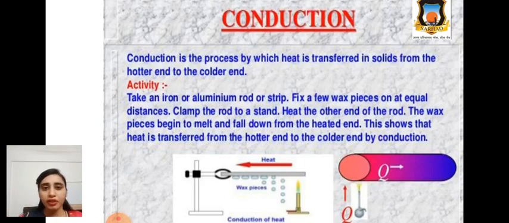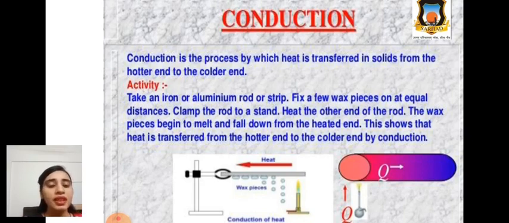Heat the other end of the rod. When you heat the other end of the rod, the wax pieces begin to melt. Why? Because heat is transferred from one end to the other end. When heat reaches the wax, the wax starts to melt and falls down from the heated end. This shows heat is transferred from the hotter end to the colder end with the help of which method? This method is called conduction.